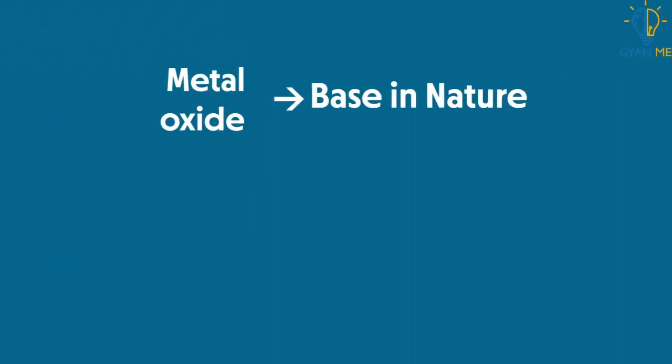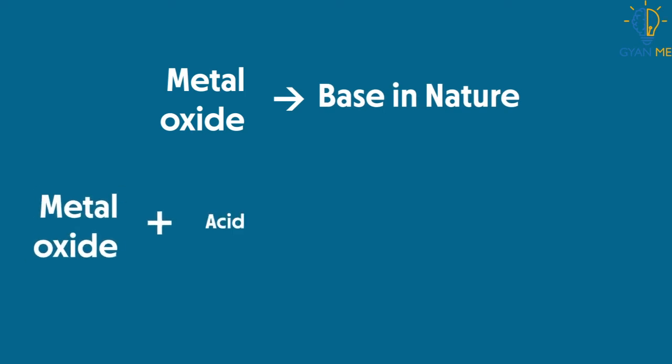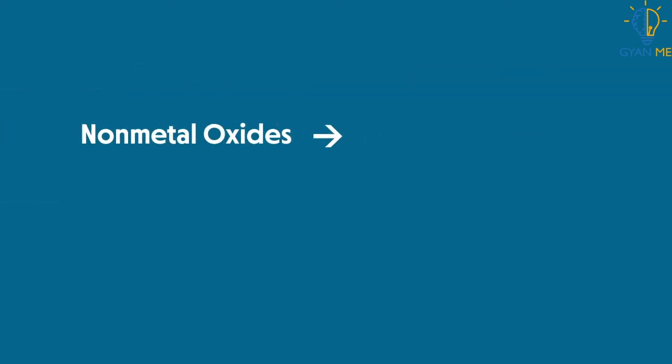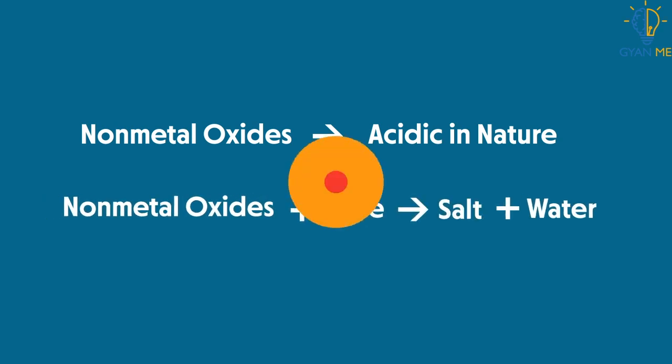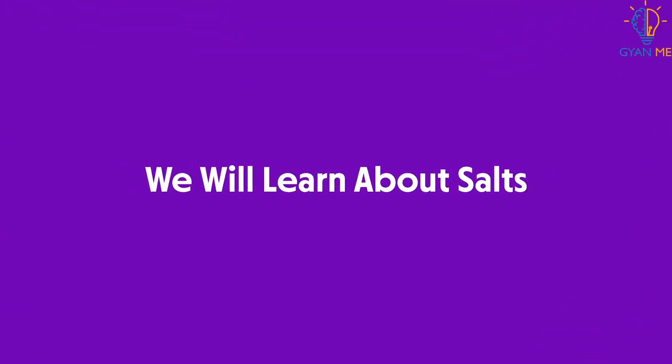In this video, we also concluded that metal oxides are generally basic in nature and non-metallic oxides are generally acidic in nature. In our next video, we will learn about salts.